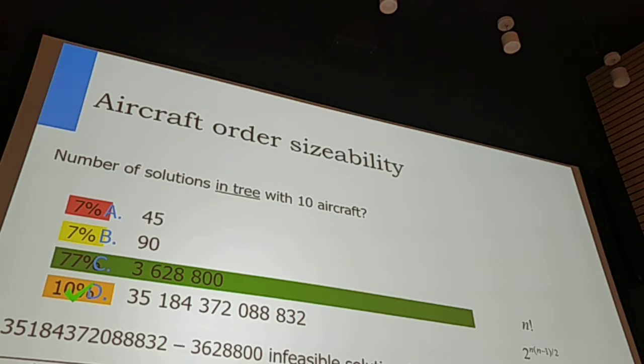But if we create a tree the same way we did now, then we end up with basically n times n minus 1 divided by 2. And this is actually the amount of different binaries we need, right?